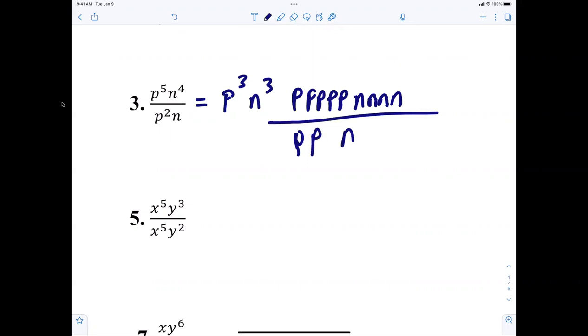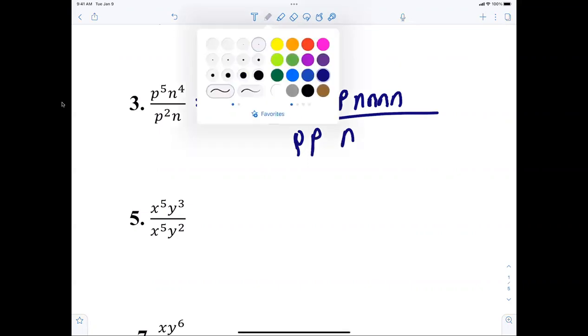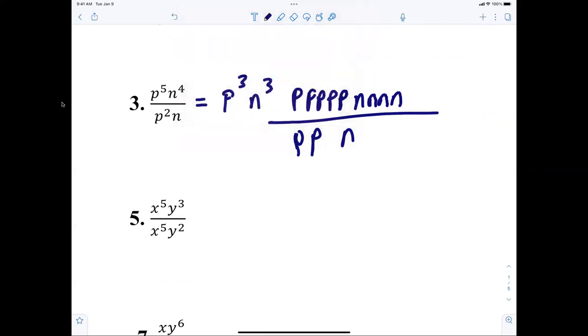Does that make sense, what I just did there? Now look what happens. This is how I learned. I tell kids all the time, there was no way for me not to do well because I could just figure it out. This P and this P cancel, this P and this P cancel, this N cancels. Is there anything left in the bottom? No. But you are dividing, right? That's why there's technically a what? What's technically on the bottom? A 1. Thank you.